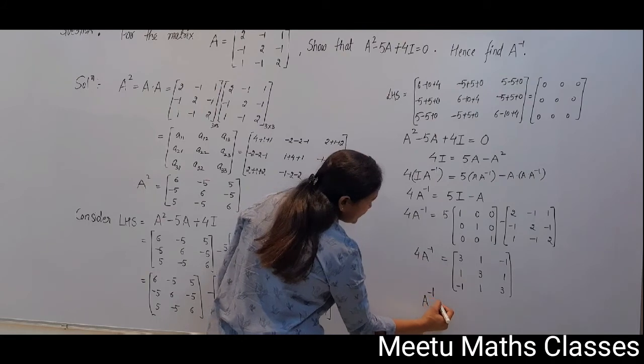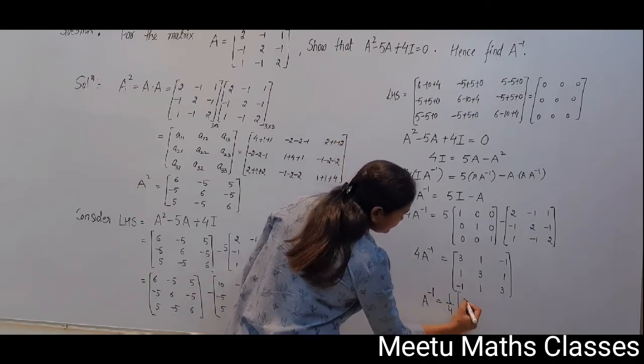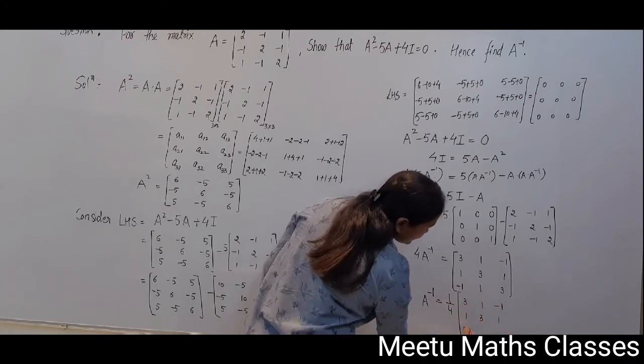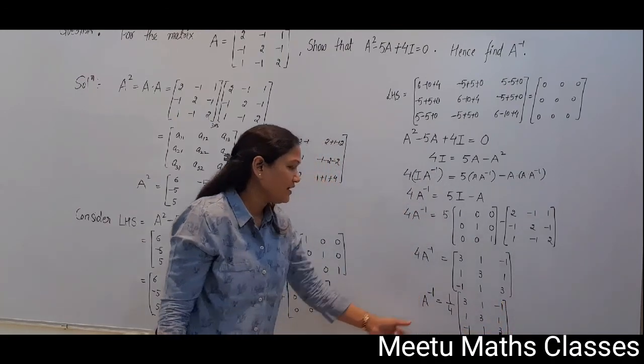So A inverse will come, you will divide by 4 there. So this is your A inverse.